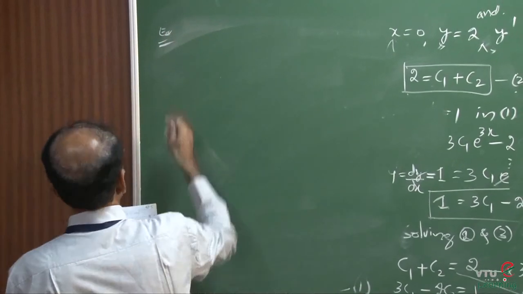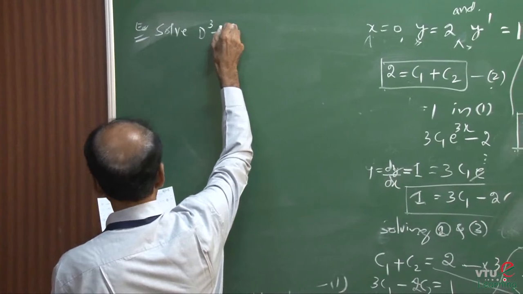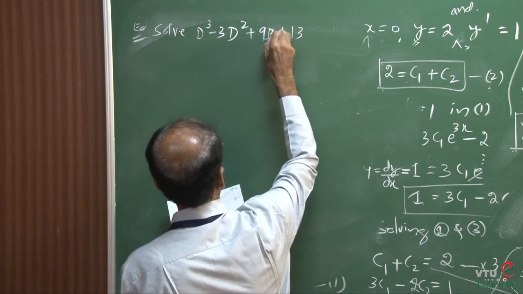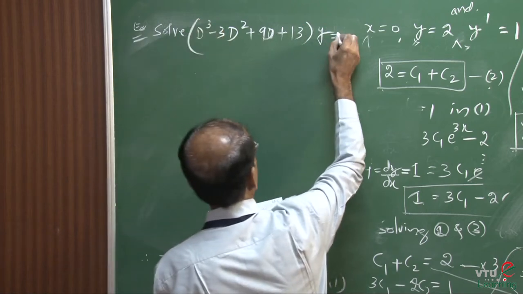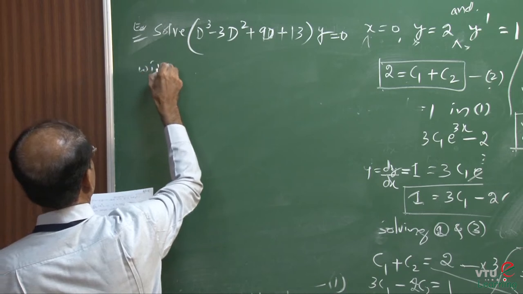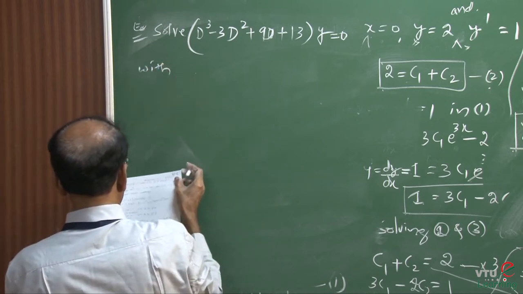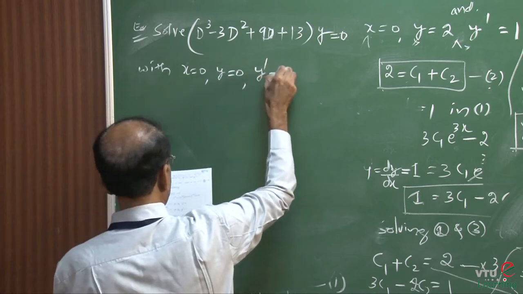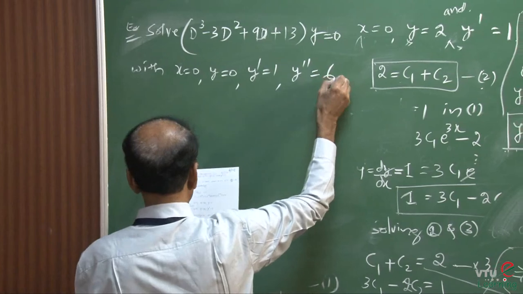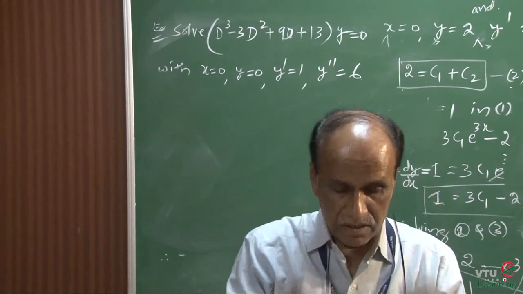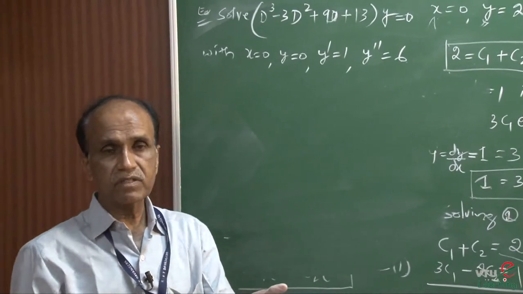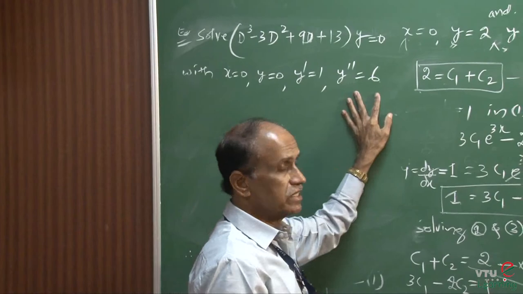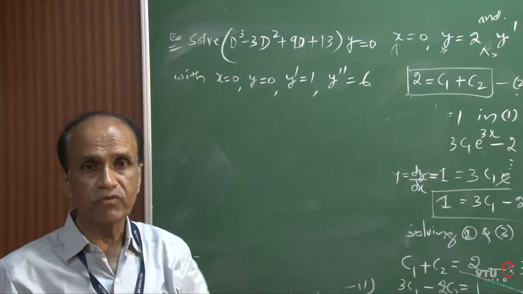Example: solve D cubed minus 3D squared plus 9D plus 13, operating on y, is equal to 0, with initial conditions: at x equal to 0, y equal to 0, y dash is equal to 1, and y double dash is equal to 6. This is another good example where you can extend your idea from second order derivative to the third order derivative. And one more initial condition is required, and it is given, that is y double dash. That means the second order derivative value is also given.